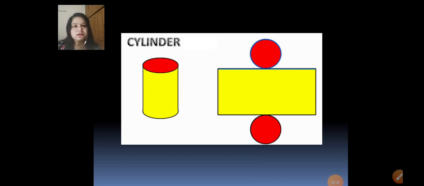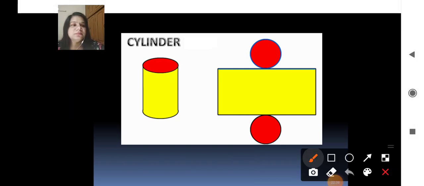So it is having 5 faces, right? We will count vertices, edges later. You can check there is no vertex, right? And there will be 2 edges. These are the 2 circular edges here. I am going to mark here.